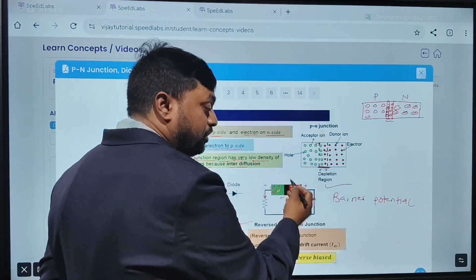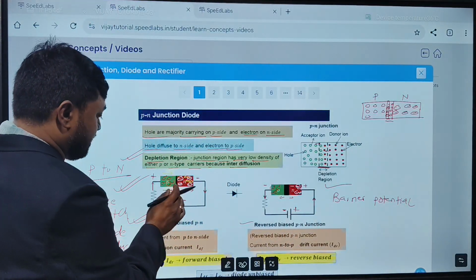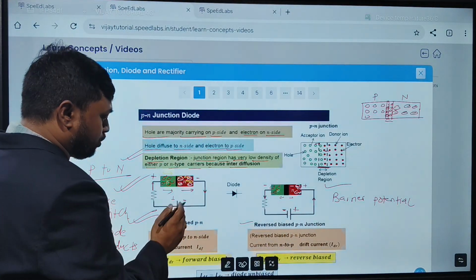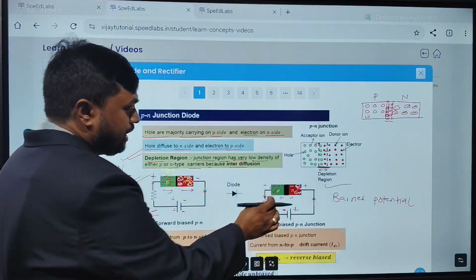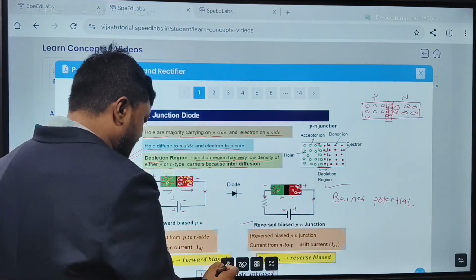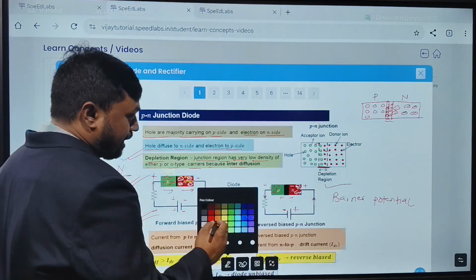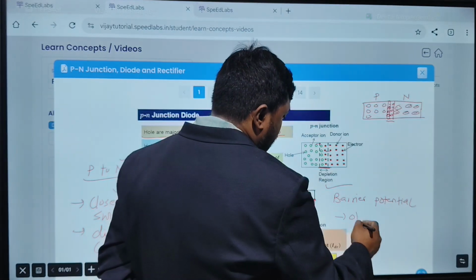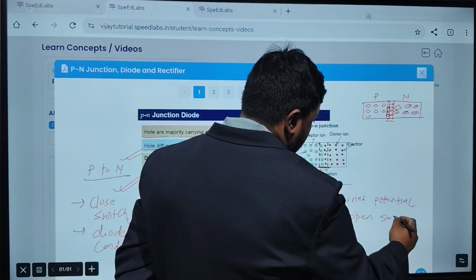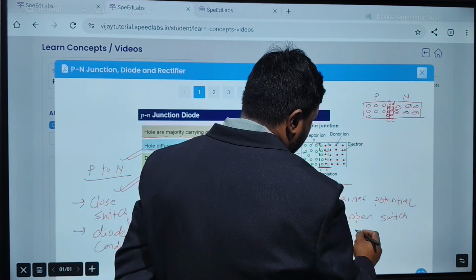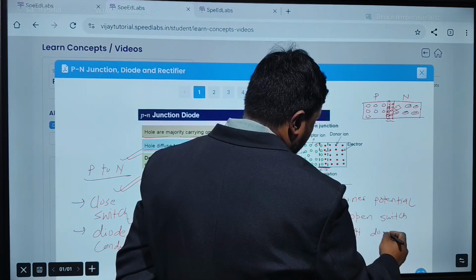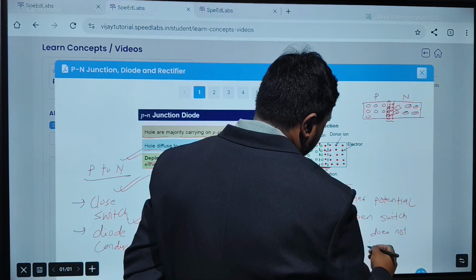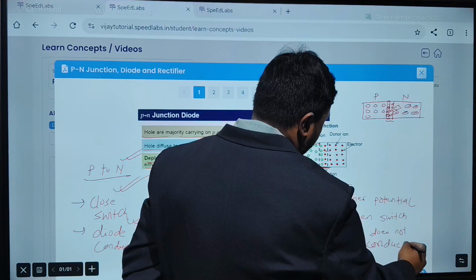So here the width of the depletion region increased, as the holes are moving here and electrons are moving here. So the width of the depletion region decreases. Here it will keep on increasing. In this case, what happens? The diode acts as an open switch, and it will not conduct. It does not conduct. These two concepts you should remember.